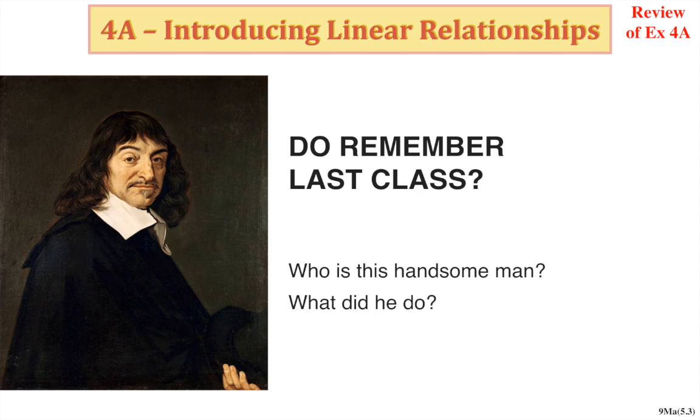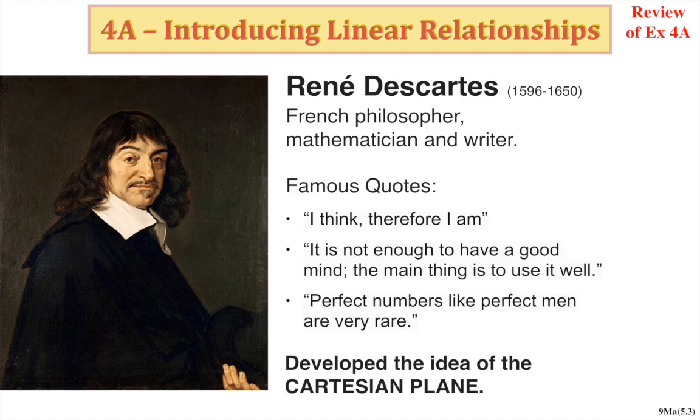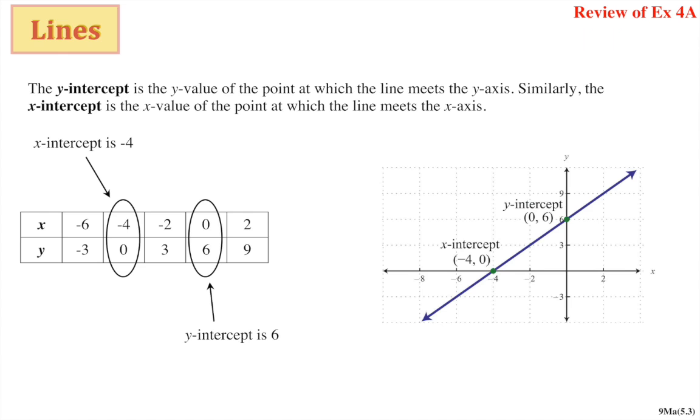Remember who this handsome man is and what he did? His name was Rene Descartes. And he's the guy that came up with the concept of the Cartesian plane, having an x-axis and a y-axis, which was brilliant because it allowed geometry and algebra to be linked. So he was actually a fairly big player in terms of this concept within mathematics.